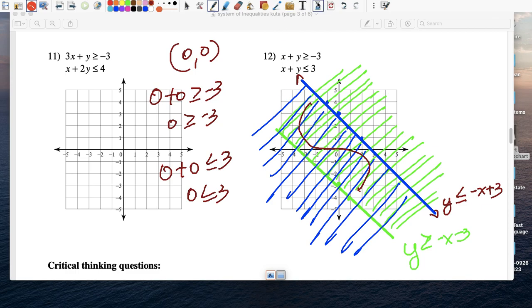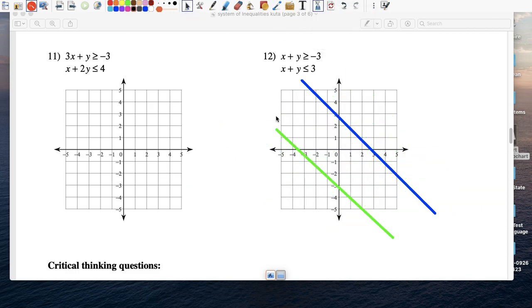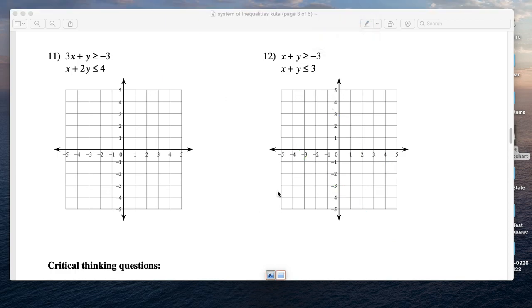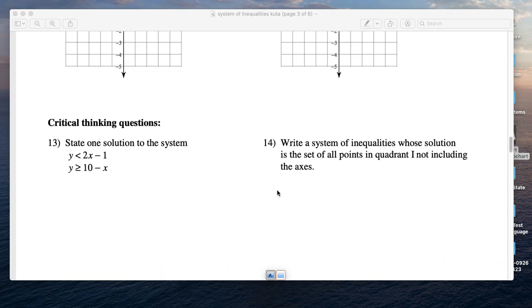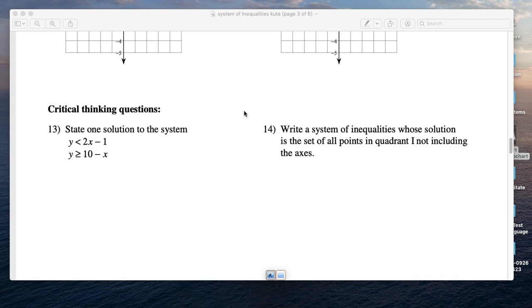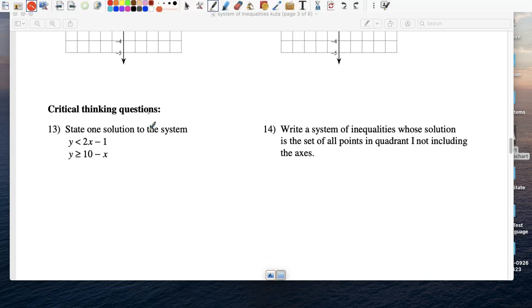All right. Maybe I should do something. What do we have here? Critical thing. State one solution in this system. So first of all, the one thing I would do here is, first one's okay. Sorry. 2x minus 1. And this one I would rewrite as y is greater or equal to negative x plus 10. That just makes it easier when I graph it. So you guys can graph that. Again, you can give me one solution.